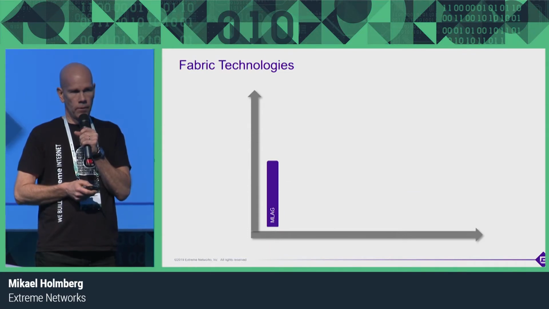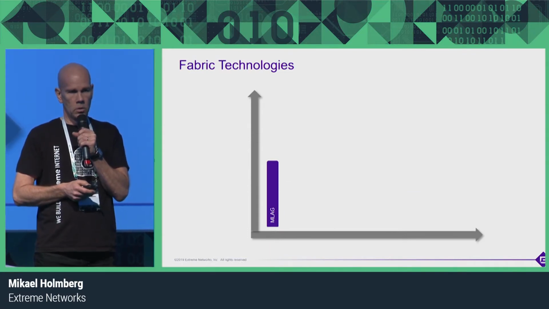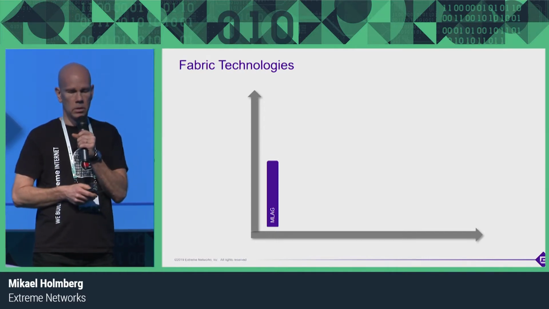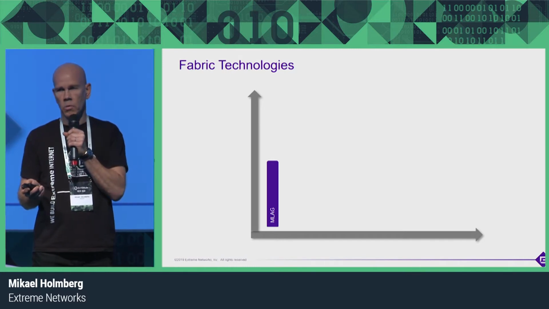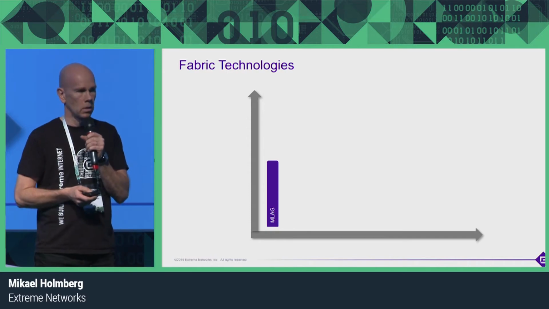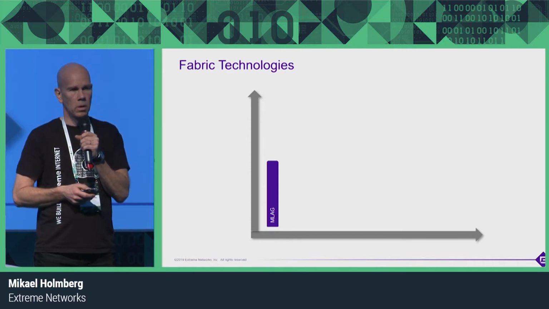To introduce, there's a lot of fabrics out there, and you can always argue what is a fabric. I think this first one I have here is an MLAG, an MCT, whatever you want to call it, a two-node layer 2 construct. Is that a fabric? I guess many people in the room might argue with me saying that's not a fabric, that's 2 nodes, right? I think it's still a fabric, and I actually have a valid use case for that.